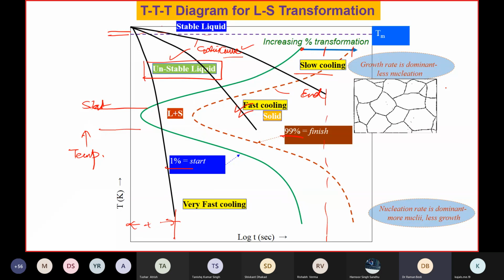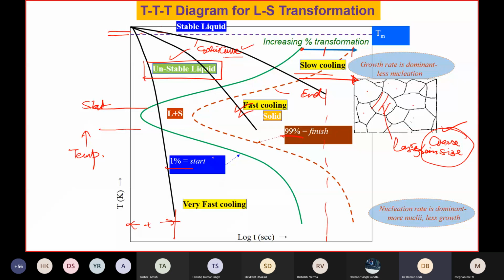It is here that when you are cooling it through slow cooling, you are melting and then cooling slowly to achieve a solid phase from a liquid phase. What you achieve is that the growth rate is more dominant, the nucleation sites are less, but they grow very fast. So they will have large grain size or coarse grain size. So coarse grain size is here.